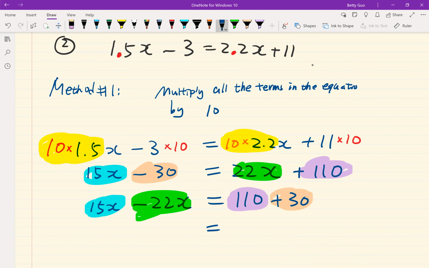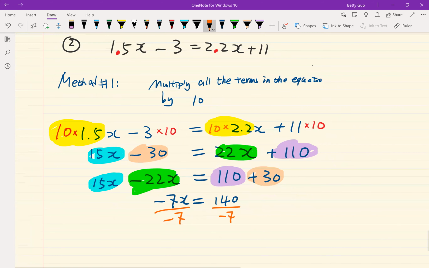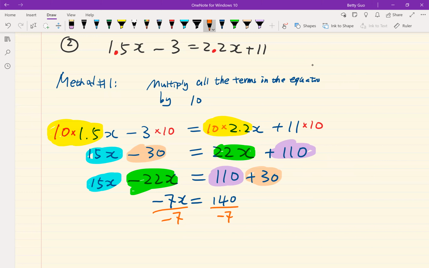So press again. And what's on the left? What is 15x minus 22x? Minus 7x. Very good. What is 110 plus 30? 140, right? How do we isolate x? Divide by what? Negative 7, right? Yeah, negative 7 this time because the coefficient is negative 7. Negative 7 over negative 7 cancel, so we have an x on the left. What do we have on the right? Are we going to have a positive number or a negative number? Negative what? 20, 20. Perfect.